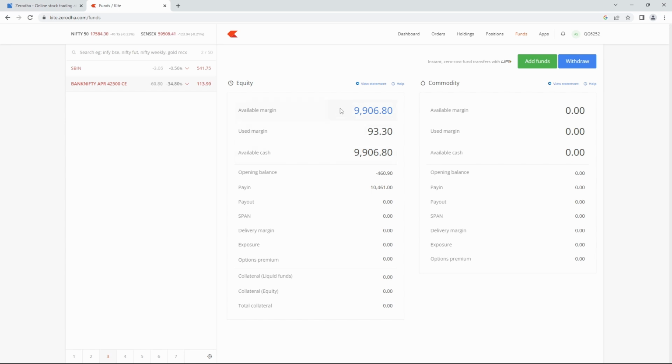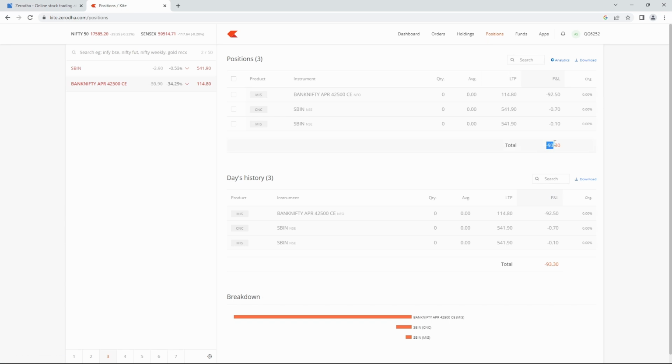As you can see, the available margin over here is 9,906 rupees, and initially we started with an available margin of 10,000 rupees. Basically, we started with a balance of 10,000 and the available margin being shown over here is 9,906 rupees, which is a difference of 93 rupees. Now this difference is being calculated over here, which is settled after all the executions of the trades.